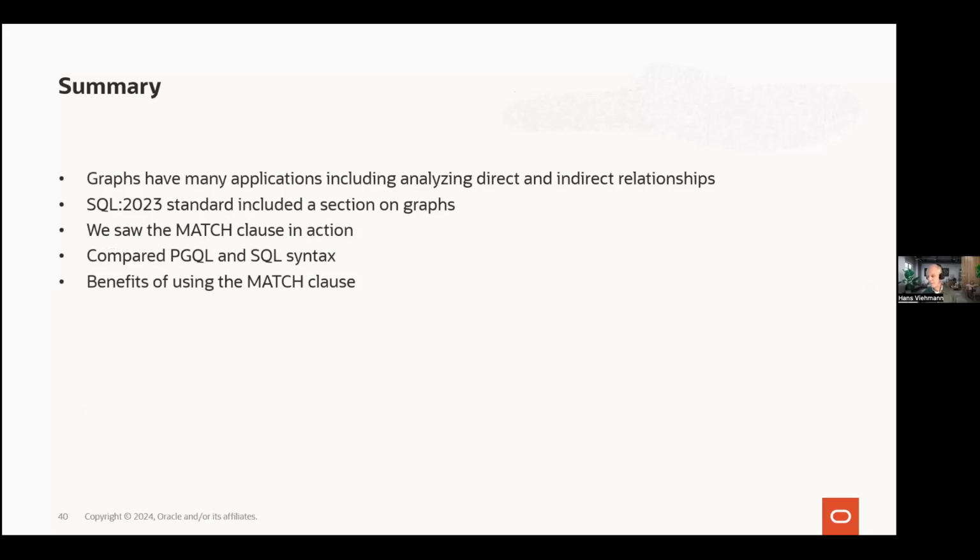Thanks, Hans. This was super fun, and I learned a lot from you today. Today we went over the fact that graphs have many applications, including analyzing direct and indirect relationships, which we just saw. You taught us about the SQL 23c standard, which includes this new section on graphs. We saw the match clause in action. We compared PGQL and the new SQL syntax. And you showed us a lot of benefits of the match clause.